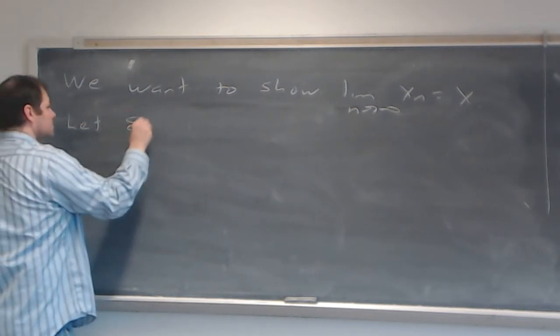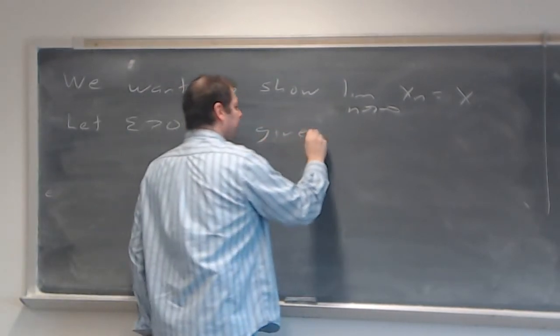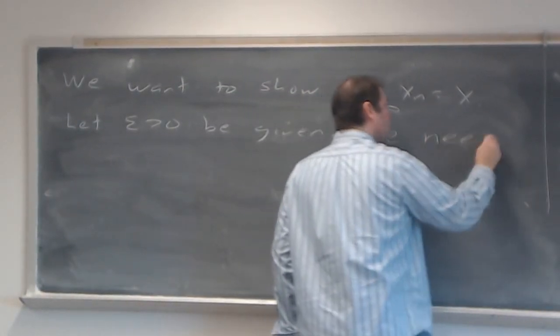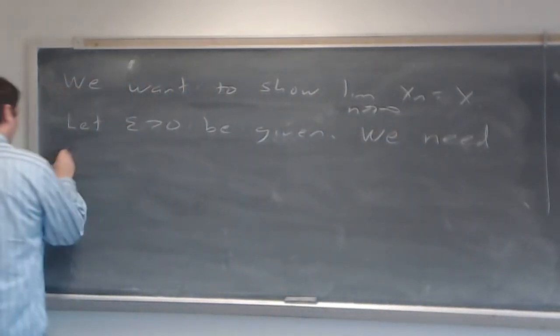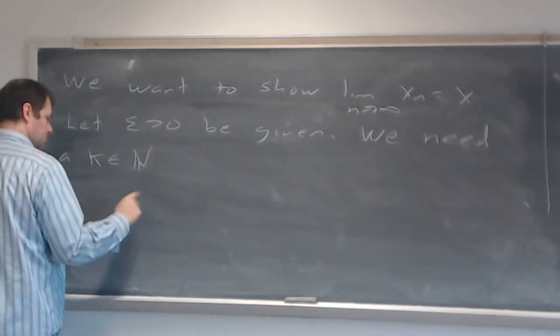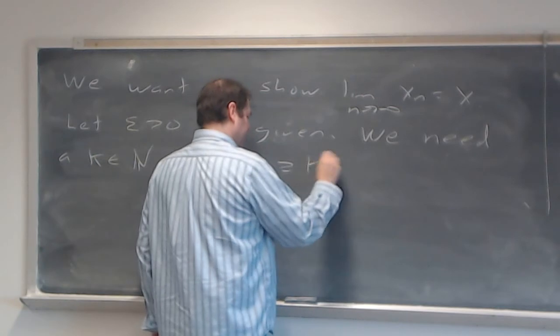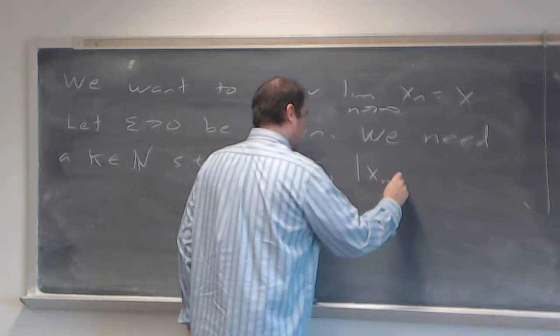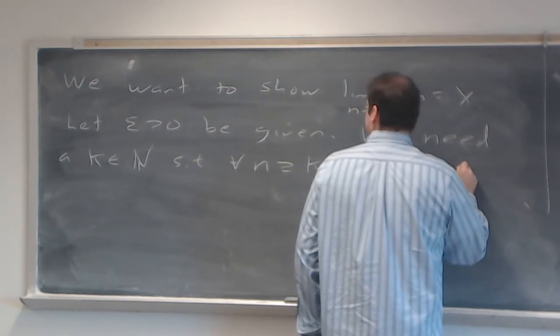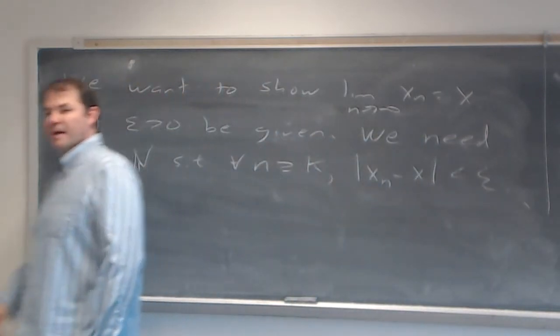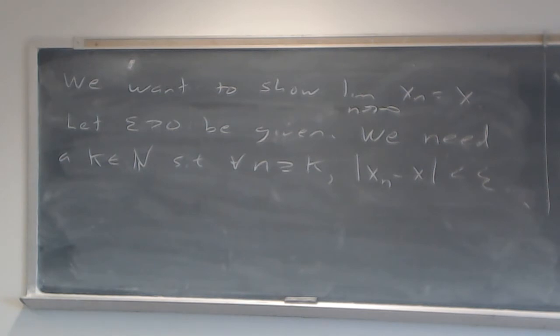Good. And what am I looking for? That's right, John. That's a spot. Well, it's a natural number, but it's a spot in the sequence such that for all spots beyond that, for all n bigger than or equal to k, the distance between x of n and x is less than epsilon. And the only thing I'm going to use is that the tail sequence converges to x.